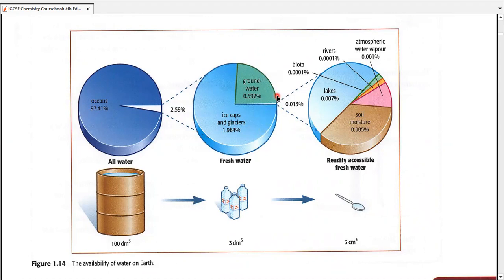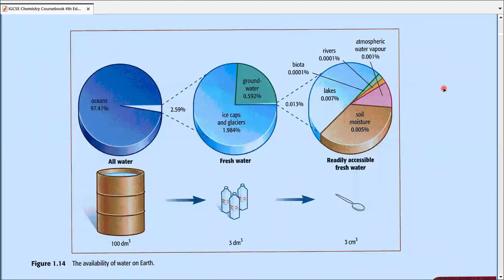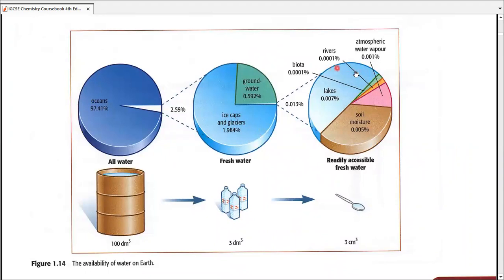Around 0.6% of groundwater. 0.6% of the groundwater is the water that we are using for our freshwater sources, out of which some of it are rivers, some is atmospheric water vapor, some is biota, most of them are lakes, some is soil moisture, so on and so forth. This is our readily accessible freshwater source.